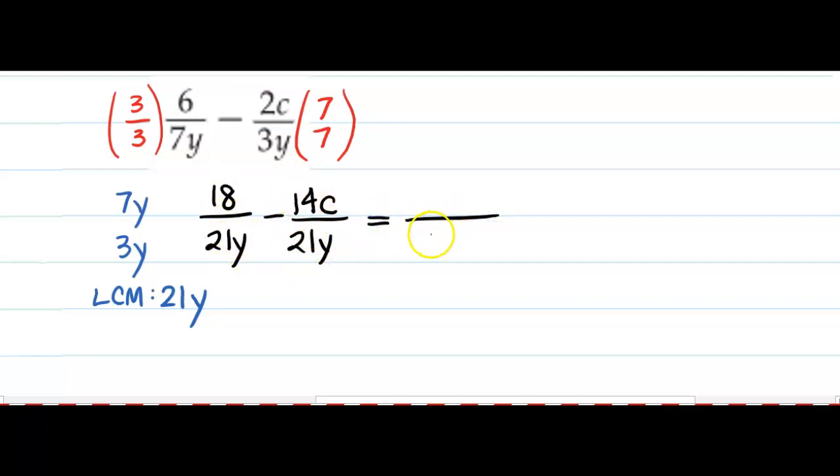Again, when we're adding or subtracting, we keep that common denominator. Once you find the denominator, you're done with the denominator. That's the denominator of your answer. And then I'll have 18 minus 4c.